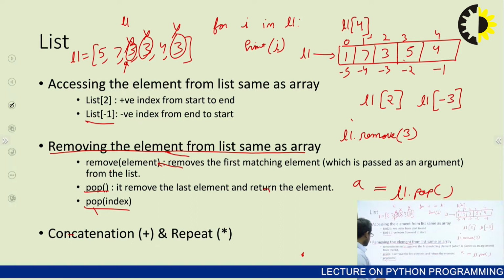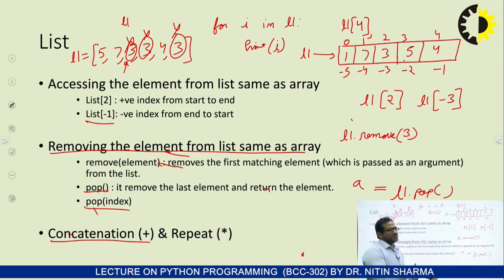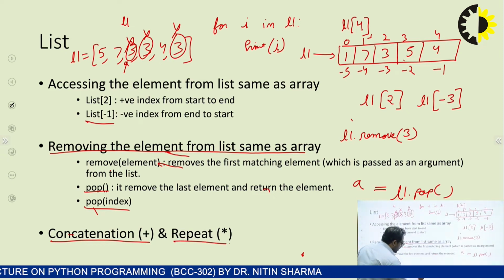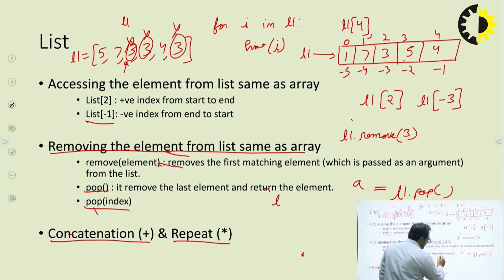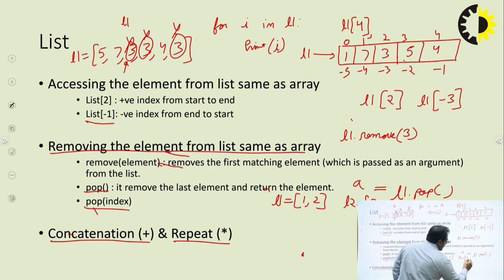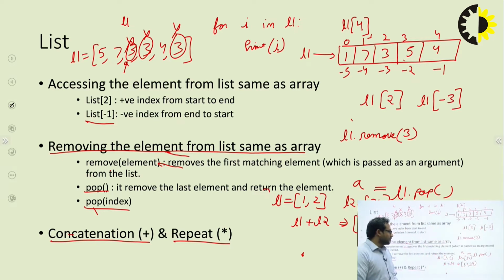Okay. Next, concatenation. If you want to concatenate two lists, you can use the plus operator, just like in a string. And if you want to repeat the list, you can use the multiply operator. I'll explain one by one. For concatenation, suppose I have list L1 equal to 1, 2, and the second list L2 is 3, 4, and L1 plus L2, right? It returns 1, 2, 3, 4.